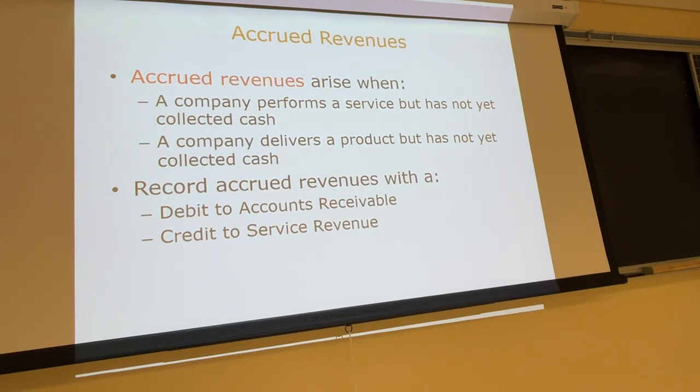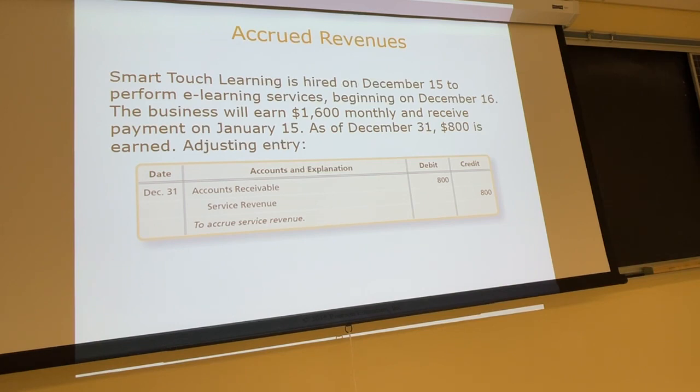Okay, then finally the fourth category of adjusting journal entries would be accrued revenues. So this is when a company performs a service but has not collected the cash yet, or they deliver a product and have not collected the cash yet. So here it says Smart Touch Learning is hired on December 15th to perform e-learning services beginning on December 16th. The business will earn $1,600 monthly and receive payment on January 15th. As of December 31st, $800 is earned.